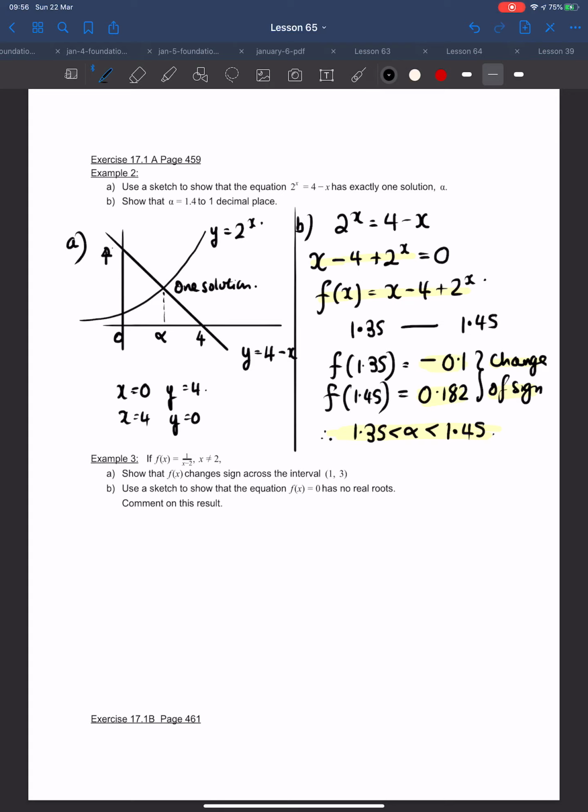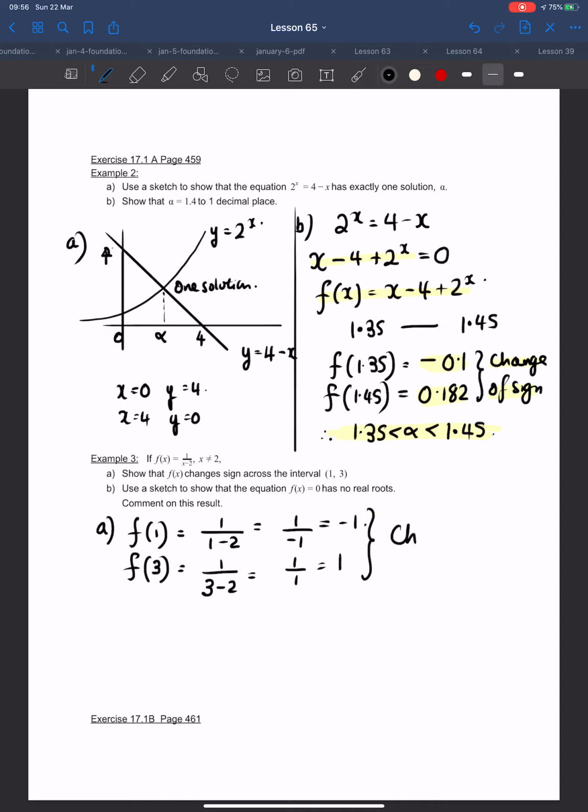Example 3. f of x is 1 over x minus 2, and x is not equal to 2. Show that f of x changes sign across the interval 1 and 3. So part A, f of 1 is 1 over 1 minus 2. So it's 1 over minus 1, which is minus 1. f of 3 is 1 over 3 minus 2, which is 1 over 1, which is 1. So there is a change of sign here.